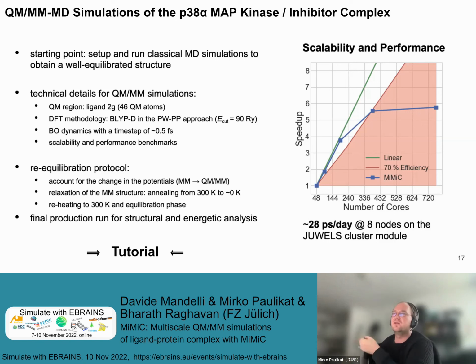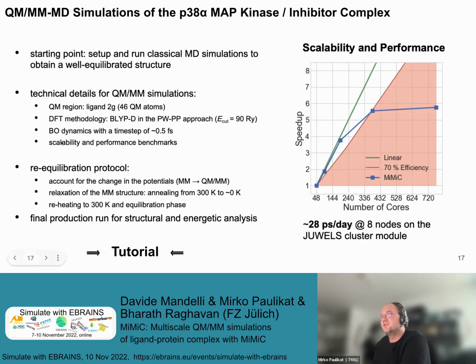That's, for example, the QM region. At the moment, I just specify the ligand atoms in the QM region, and then there is also the DFT methodology, which functional we're using. Here we use the BLYP functional, and also the plane wave cutoffs. You get much more details in the tutorial today. And in my simulations, I use Born-Oppenheimer dynamics with typical time steps of 0.5 femtoseconds.